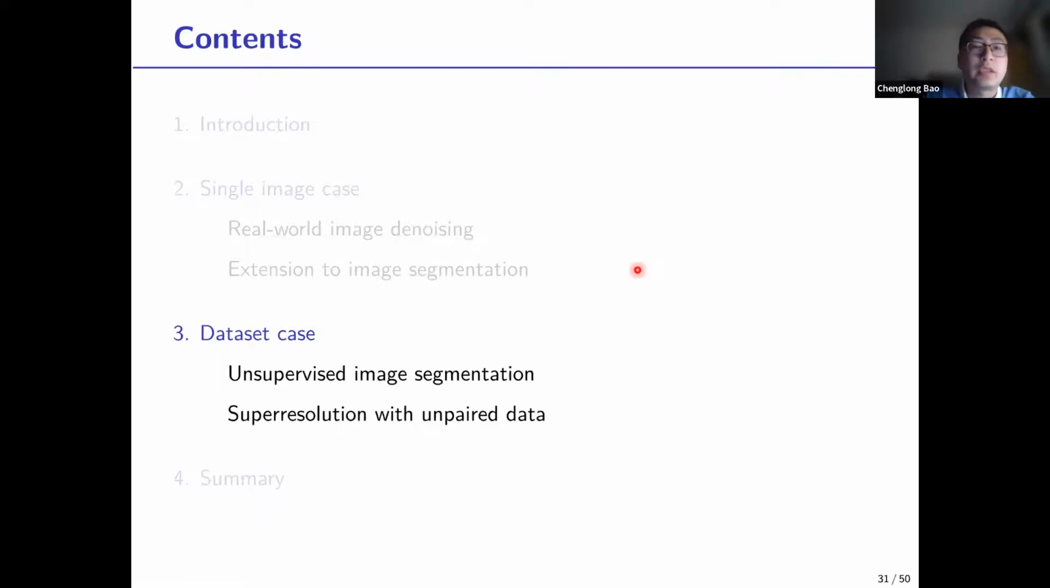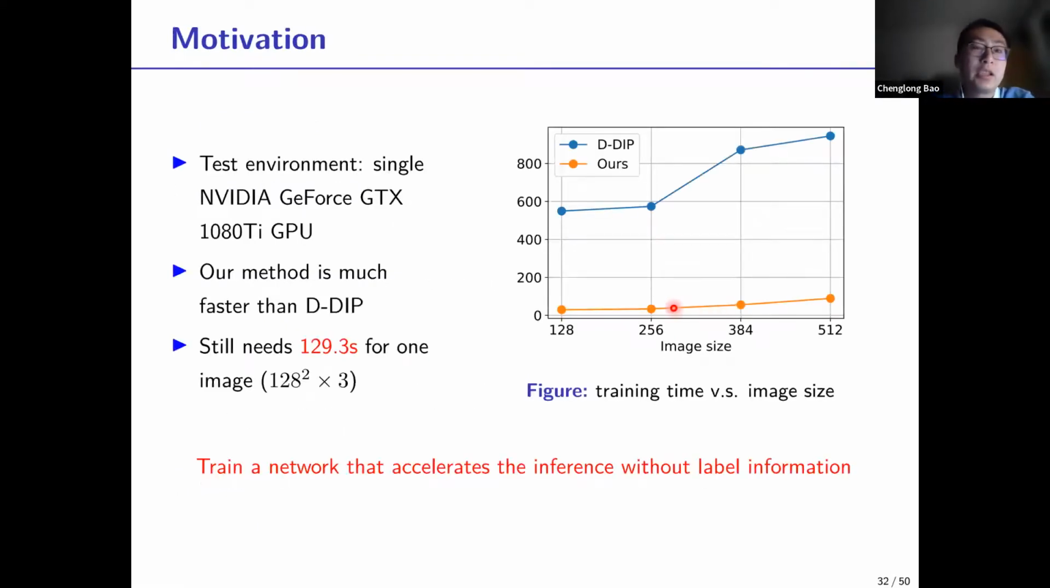So now let's go to the dataset case. Why do we need to consider the dataset case? The previous method does get satisfactory results, but it has to train a new neural network if the input image is changed. This means that for any given image, we have to train a new neural network. This figure shows the computation time for each image. Compared to the Double-DIP model, our method is much faster, but the speed is still unsatisfactory, because for a given image we still need around 130 seconds. So it's not acceptable for practical applications.